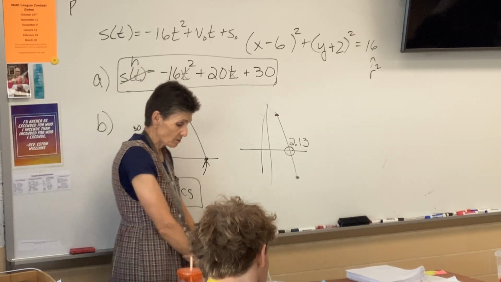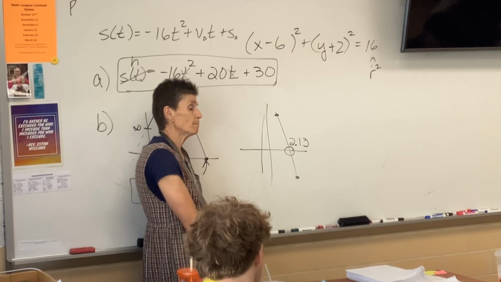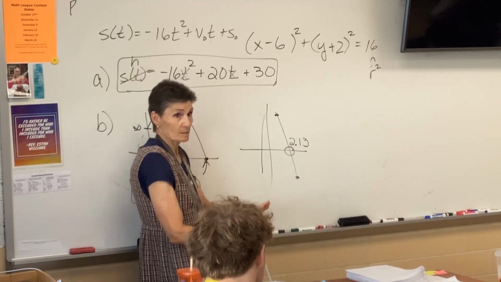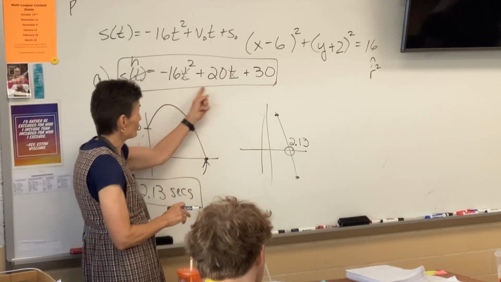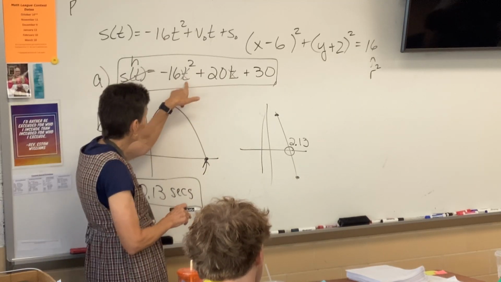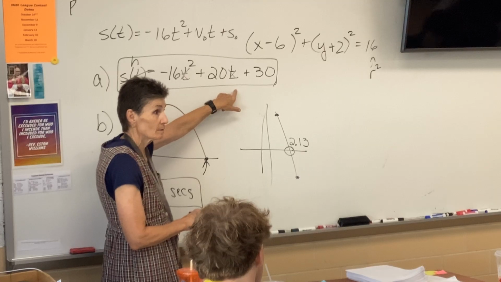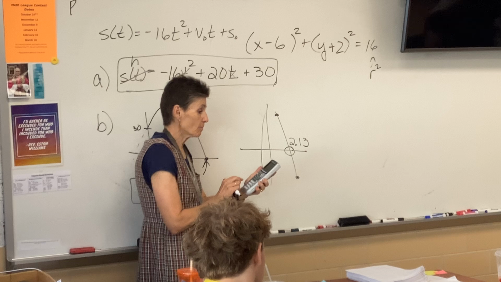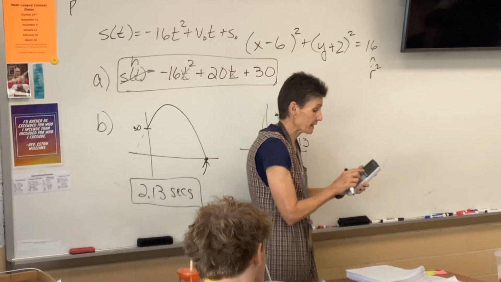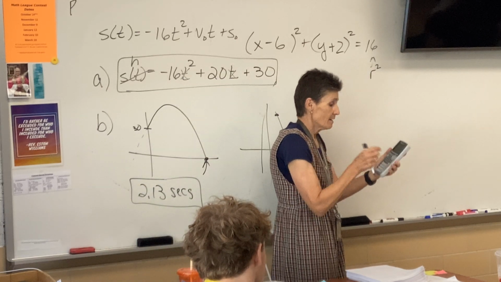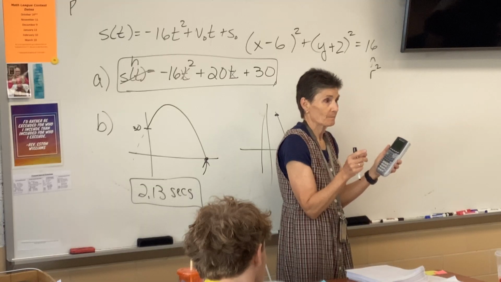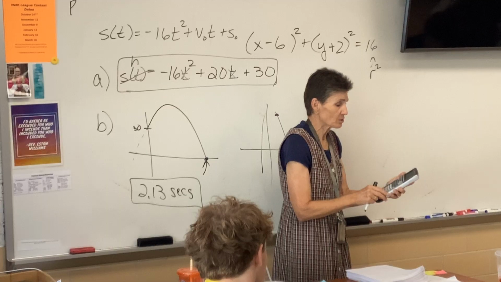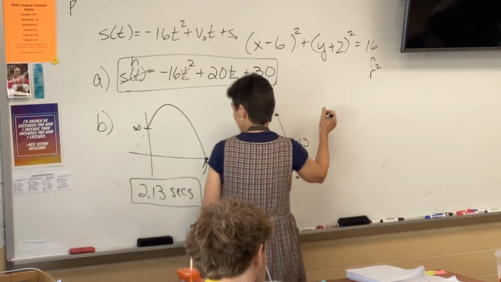How high is the ball after 1.5 seconds? Well, you have two options. One option is to go back to your equation right here and put in 1.5 for the time. But remember I told you another option. Another option is to second, trace, value, type in 1.5, and it tells you it's 24 feet tall.